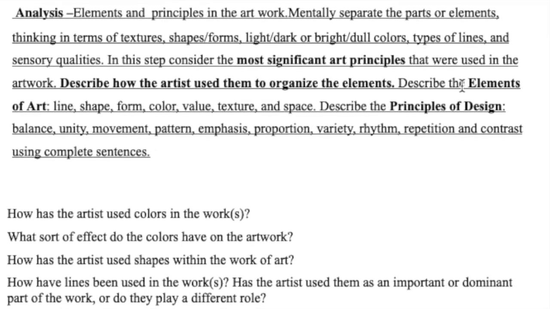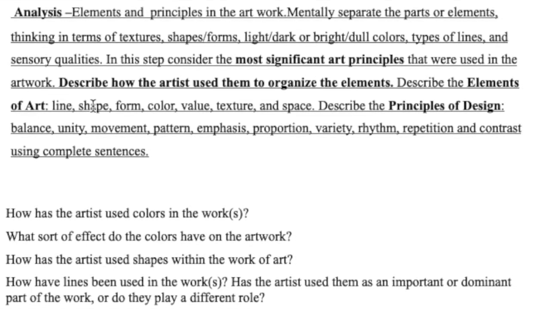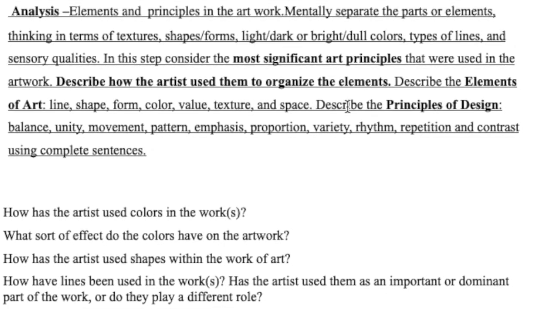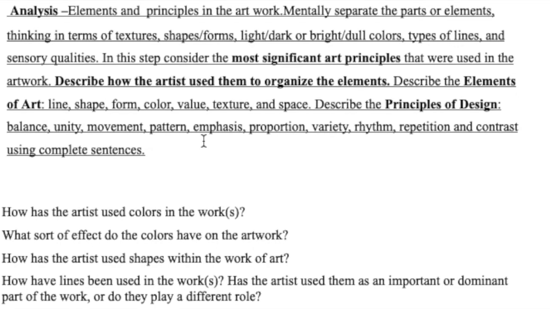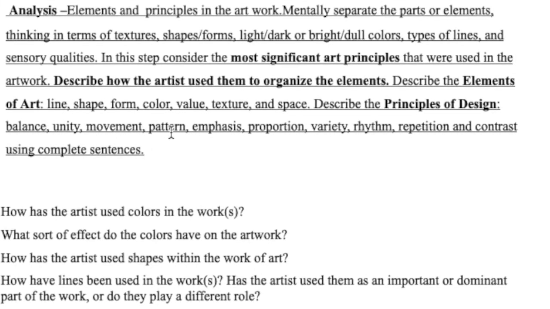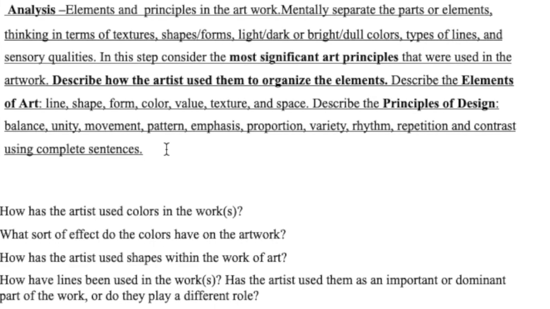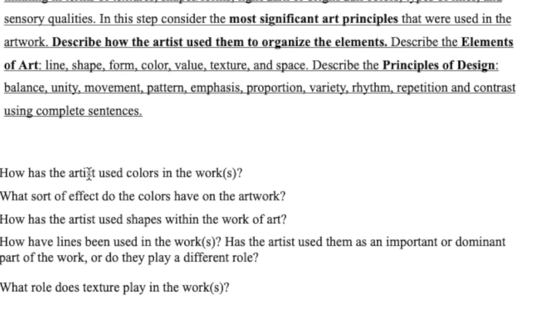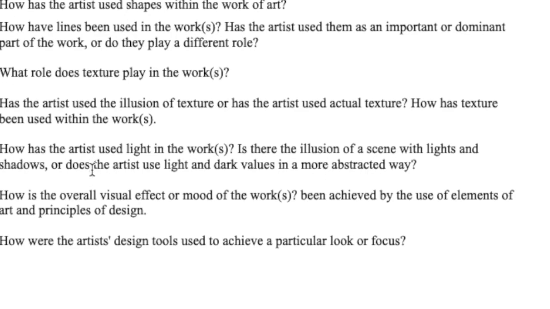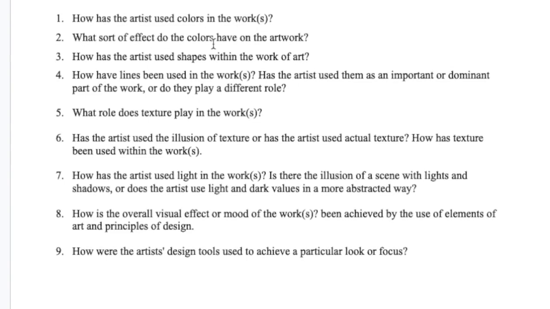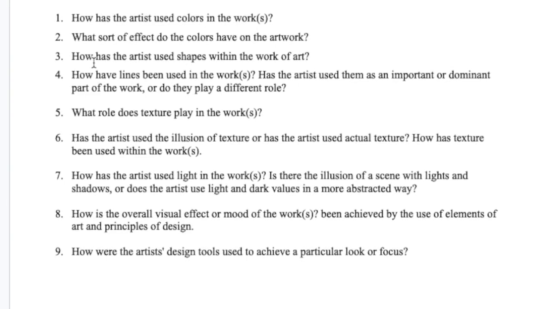Describe the elements of art such as line, shape, color, form, value, texture, and space. Describe the principles of design: balance, unity, movement, pattern, emphasis, proportion, variety, rhythm, repetition, and contrast, using complete sentences. How has the artist used colors in the work? What sort of effects do the colors have on the work?